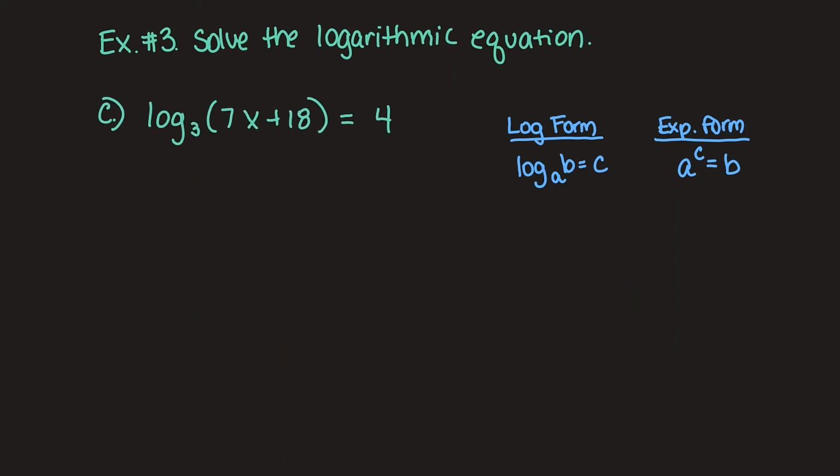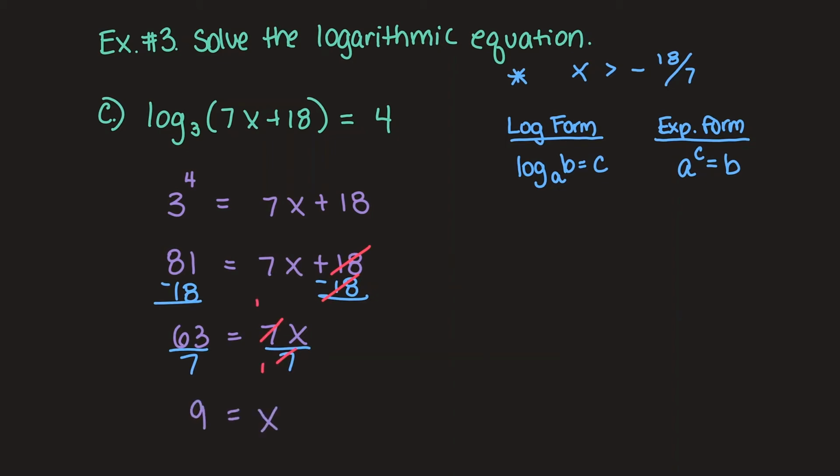We do the same thing for the next example. Check to see that the base is greater than 0, which it is, and we need the input of the log to be greater than 0, so this means that we need x to be greater than negative 18 over 7. Now we can rewrite this in exponential form, so we have 3 to the fourth power equals 7x plus 18. And then we solve for x. This will then give us x equals 9. And since this value is greater than negative 18 over 7, this will be our solution set.